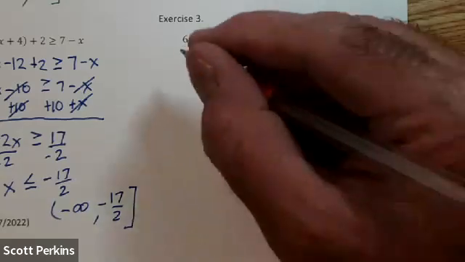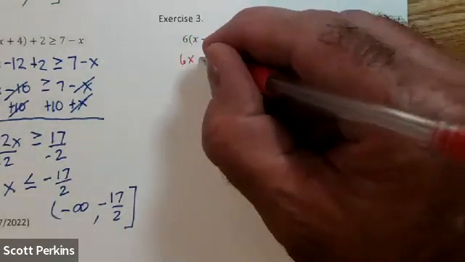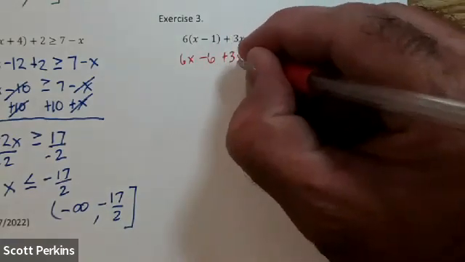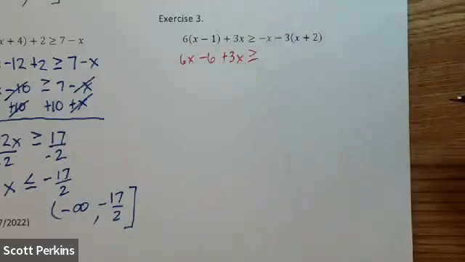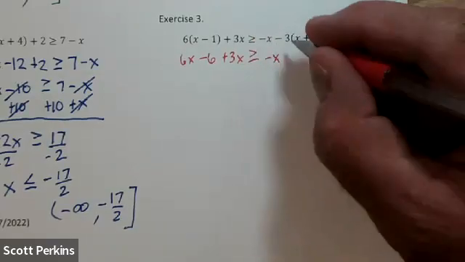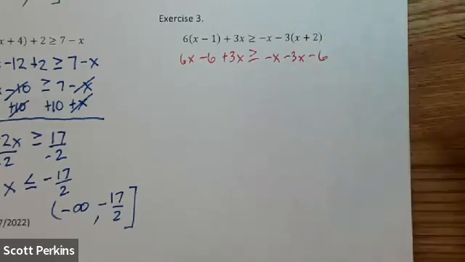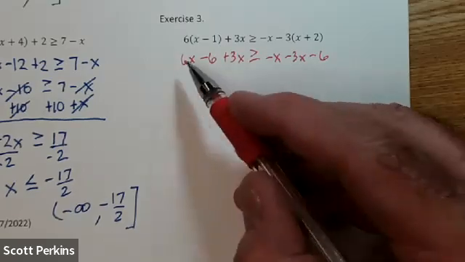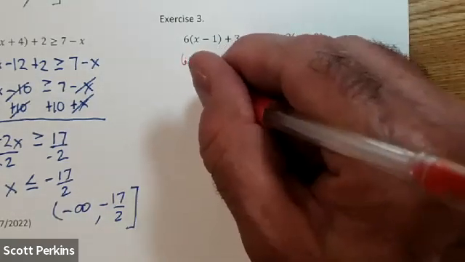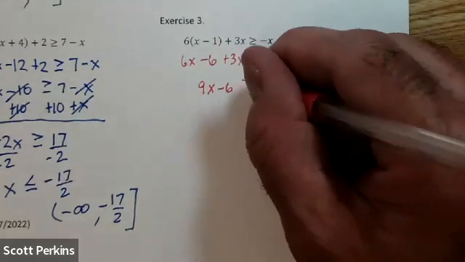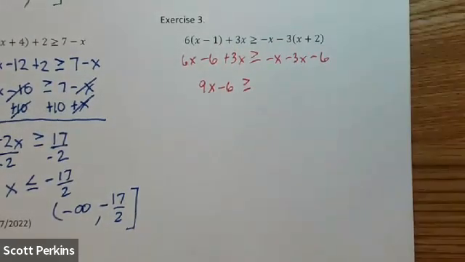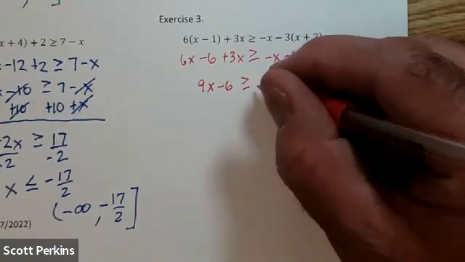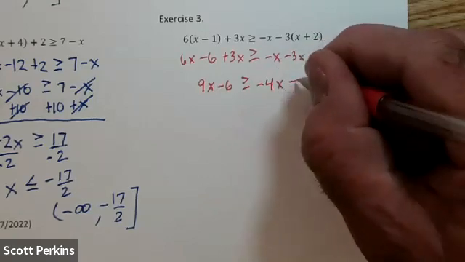I'm going to distribute first. So I have 6x minus 6. That's my first set of parentheses that I get rid of, plus the 3x. Greater than or equal to, I leave the sign alone. Then I have negative x and then negative 3x minus 6. I'm going to collect like terms next if they occur. On the left, I have 6x and 3x. That's 9x minus 6, greater than or equal to. I've not done anything to both sides yet, so there's no need to worry about the sign. And on the right, a negative 1x and a negative 3x is negative 4x minus 6.